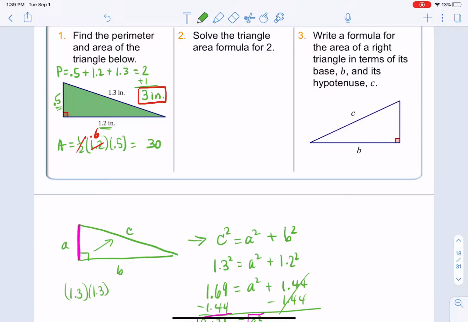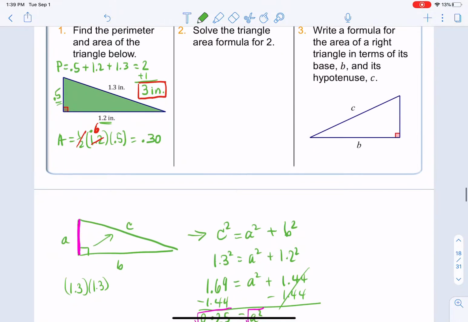But I need to move my decimal place over 2 places, so boop, boop. It would be right there, it's 0.3. 0.3, I have inches times inches. I need to have inches squared as my answer. It's squared inches. And an official red box.